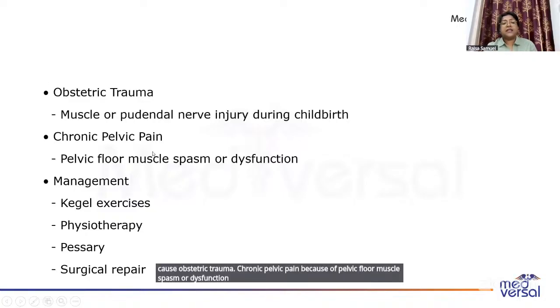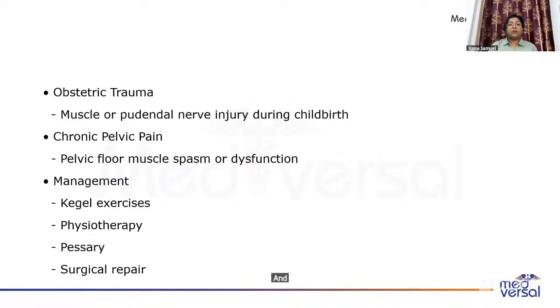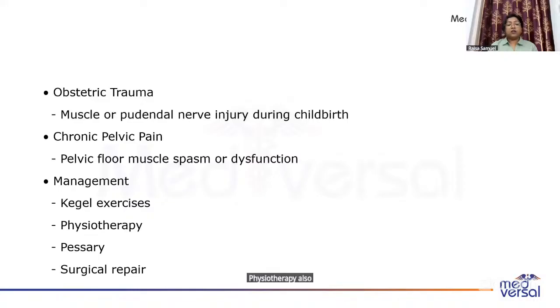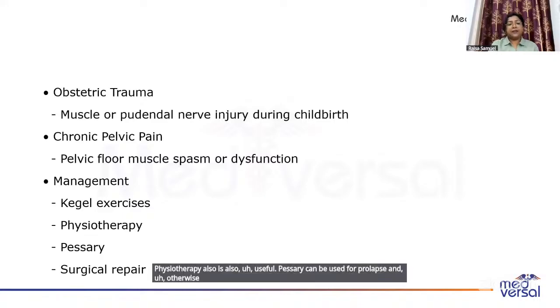So what is the management for pelvic organ prolapse and the problems of the pelvic floor? Kegel's exercise is what we advise all patients after vaginal delivery, or if they have a first degree prolapse. Physiotherapy is also useful. Pessary can be used for prolapse, and otherwise surgical repair.